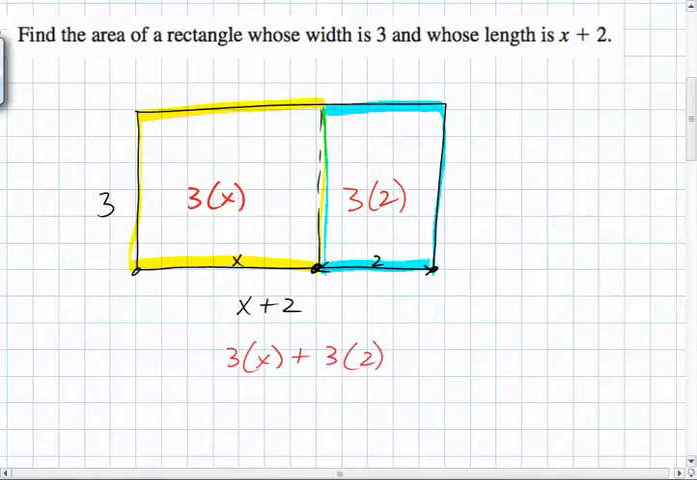And one way you can undo that is to say that that's equal to 3 times (x plus 2), which would be multiplying 3 times (x plus 2). So that's another illustration of the distributive property. What does the distributive property actually say?